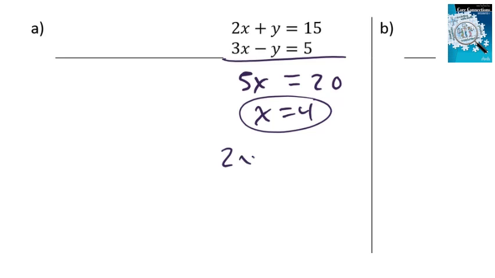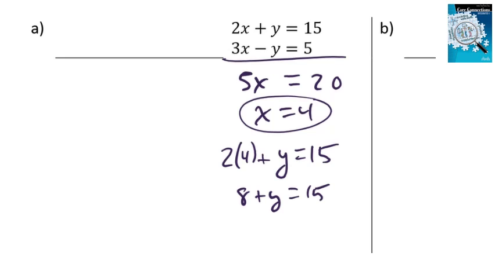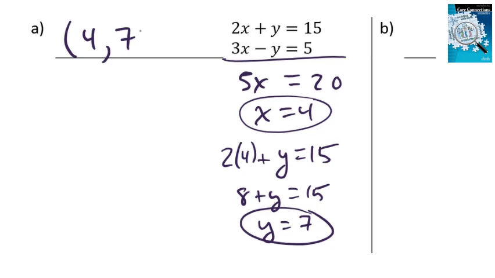It tells me that if I take twice x plus y, I will get 15. Well, I just figured out that x is the number 4, so I'm going to look at 2 times 4 plus y is 15. 8 plus y is 15. Therefore, y has to be 15 minus 8, or 7. So when you get these two values, your solution should look like this: an x value of 4 and a y value of 7.